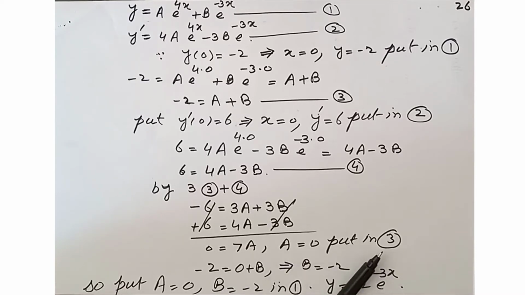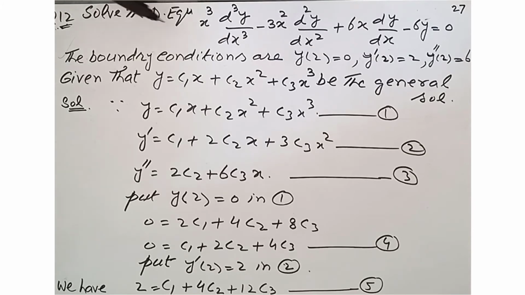Now put the value of a, which is 0, in equation number 3. Here in this equation we put a equal to 0. So we have minus 2 equal to 0 plus b, and b equal to minus 2. So this is the value of a and this is the value of b. We put this value of a as 0 and b as minus 2 in equation number 1. We have y equal to minus 2e^(-3x), the required solution.